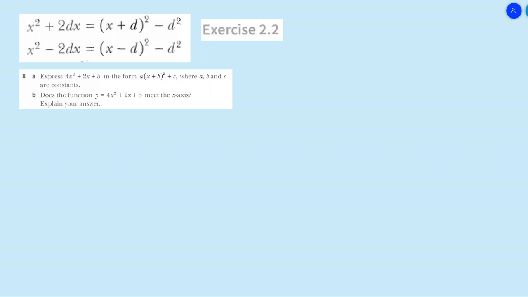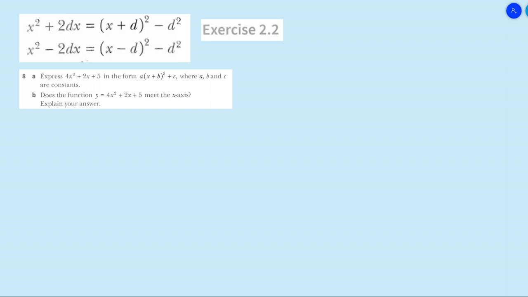As you know, students, we have started chapter number 2 from this book. Its name is Simultaneous Equations and Quadratics. We have finished exercise 2.1 and we started exercise 2.2 and did the first 7 questions. Today we are going to do some more questions from this exercise 2.2. Let's have a look at question number 8 on your screen.